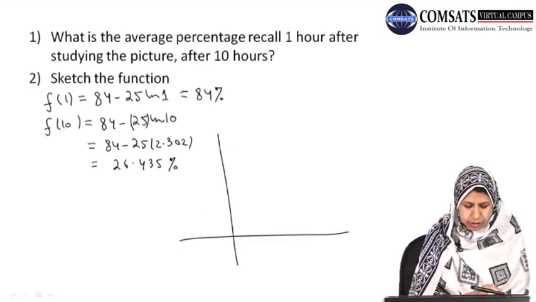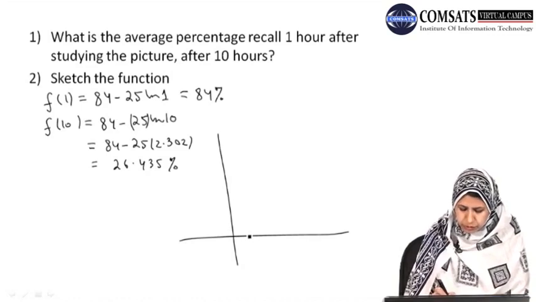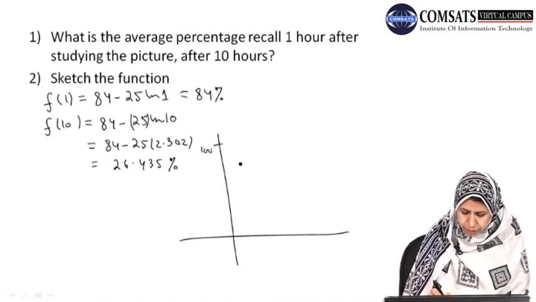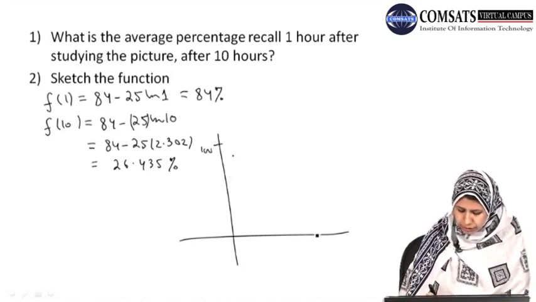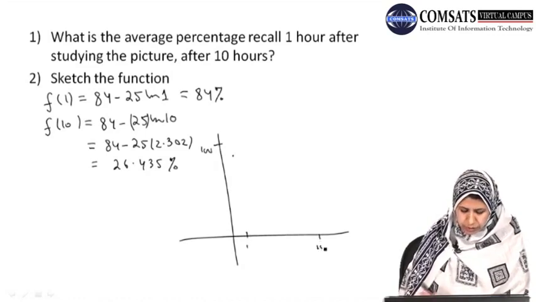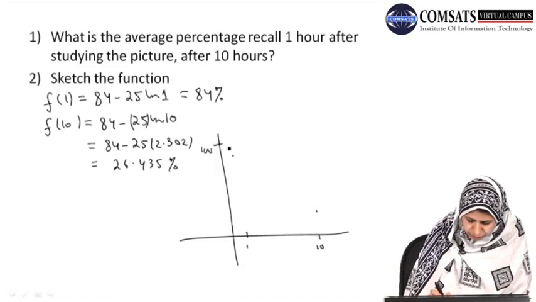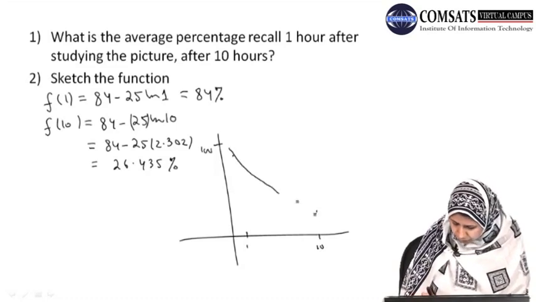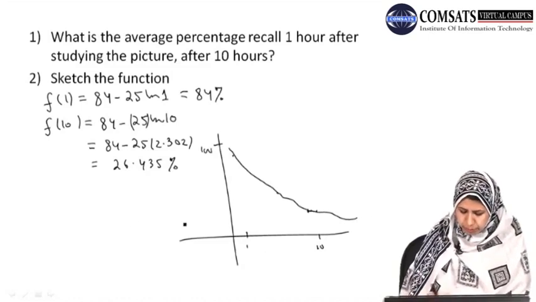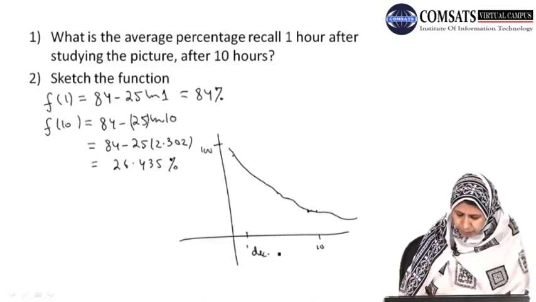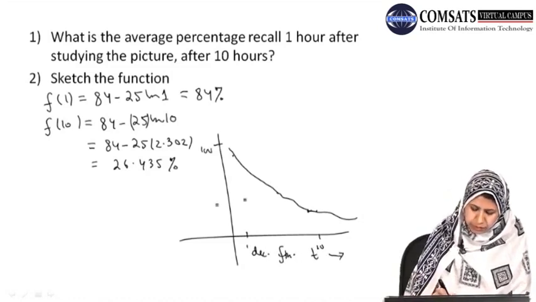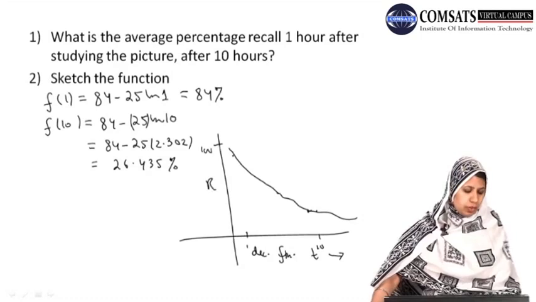And the graph will be somewhat like this: when time is 1, if this is 100, it was 84. When time was 10 hours, it was 26. So the graph is clearly a decreasing function of time. And this is the memory recall.